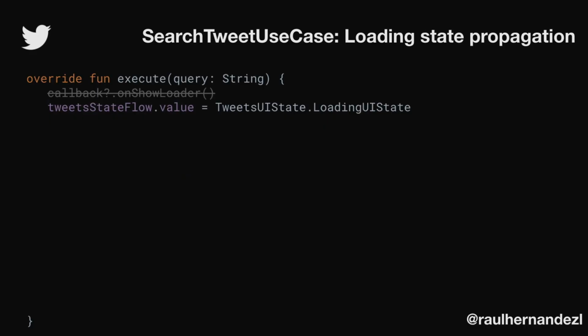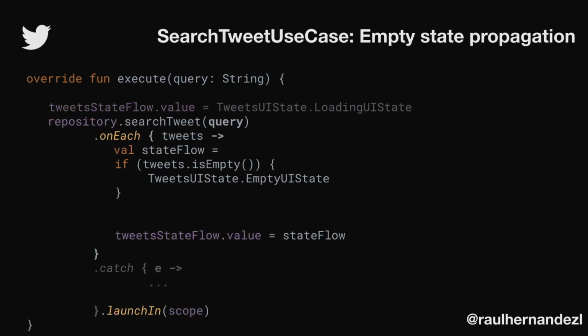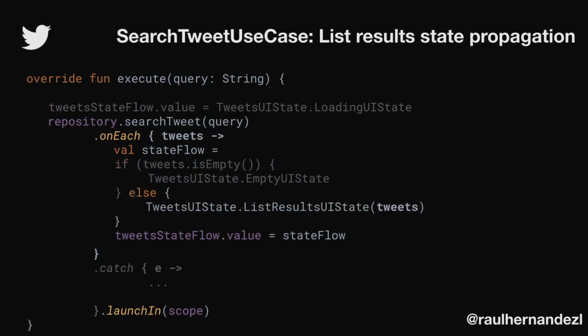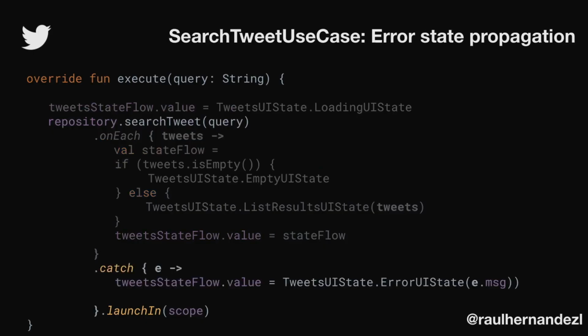I'm gonna initialize my StateFlow with the MutableStateFlow that we started previously with the value. That's the setter for the StateFlow. And I will define first the loading UI state. Later on, I will pass the repository, and then I will make sure that if it's empty, I will pass this to the StateFlow with the empty UI state. Or if we have any results, we'll pass those tweets with the list results UI state. Or if we have any problem, we can catch those and then pass the error UI state with the message. That should be all we need from here in the use case.